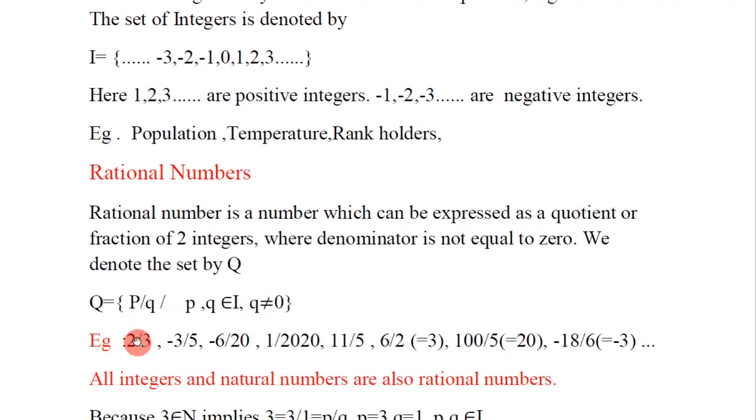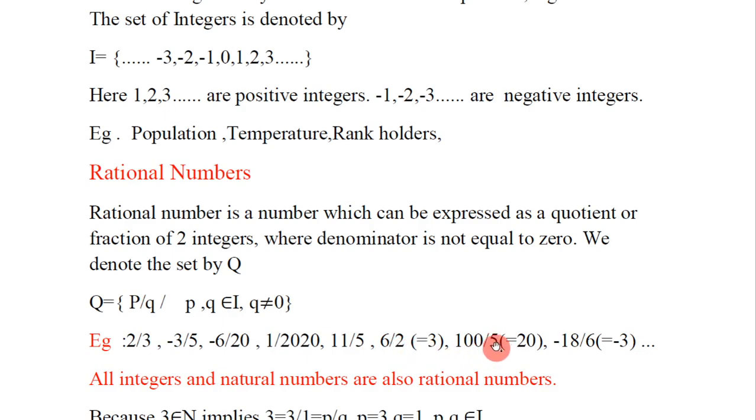For example, 2 by 3, minus 3 by 5, minus 6 by 20, 1 divided by 2020, 11 by 5, 6 by 2. Of course, 6 by 2 is exactly equal to 3. 3 is a natural number, but that 3 can be written in the form p by q, so it is also regarded as a rational number.